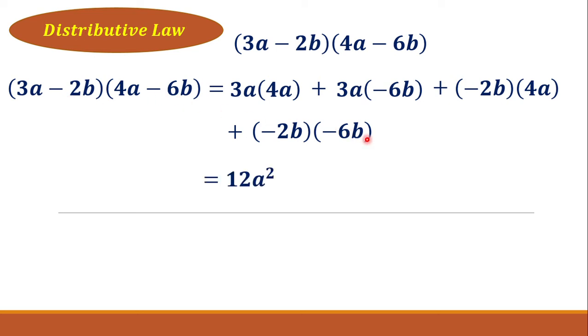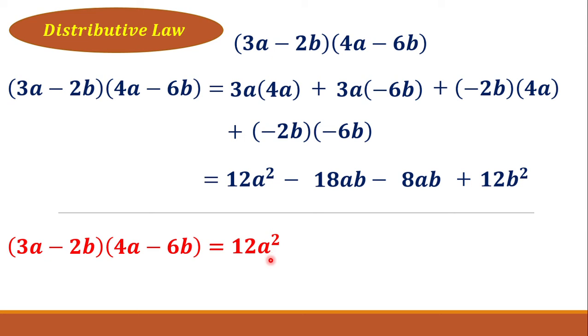Alright. Check natin. So, we have 12A squared. This is a negative 18AB. And this is also a negative 8AB. And this one will be positive kasi both signs are negative. So, we have 12B squared. So, final answer natin is 12A squared. Negative na tayo kasi they are both negative, so this is negative 26AB plus 12B squared. Ayan, di ba? Madali lang ang ating discussion, as long as alam mo mag-distribute.